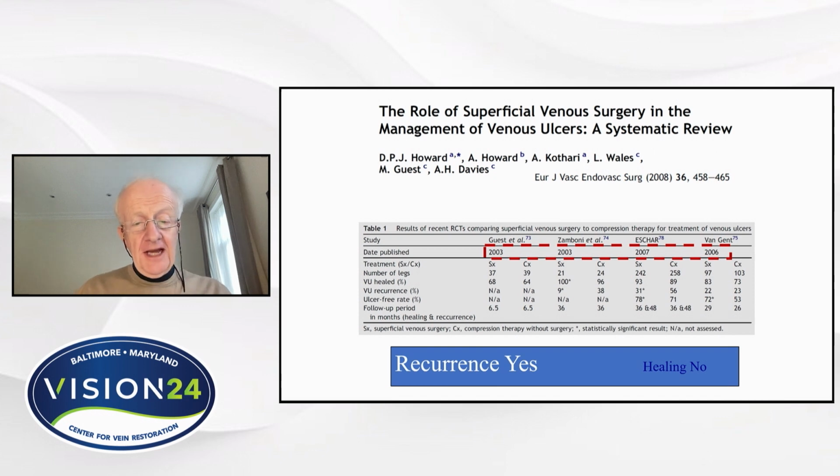If we look at a review that we did in 2008, just after the ESCHAR trial had been published, and the Van Gent study had been published from Holland, and we published a small study known as the GUEST study, it was very clear that these studies all suggested that healing was not improved by superficial venous intervention, whereas recurrence was.